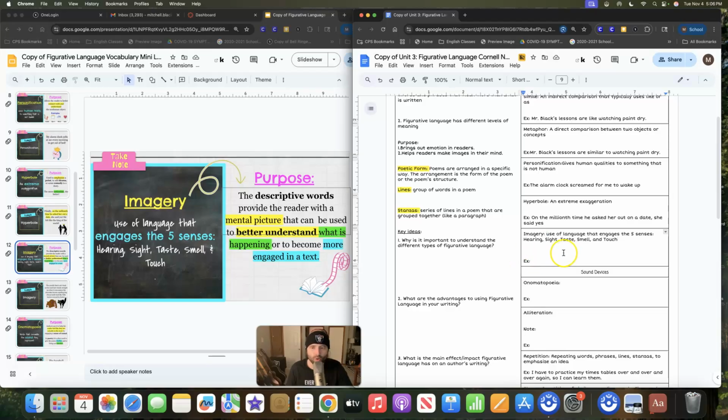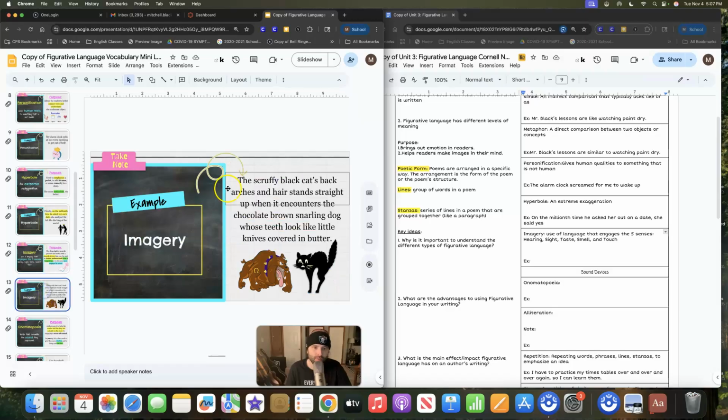You can't just say the word smell and say, oh, I used imagery. No, you said the word smell, right? What my mom was baking in the kitchen smelled nice. Nope, that's not imagery. We need more than that. Okay, and here's a good example. The scruffy black cat's back arches and hair stands straight up when it encounters the chocolate brown, snarling dog whose teeth look like little knives covered in butter.